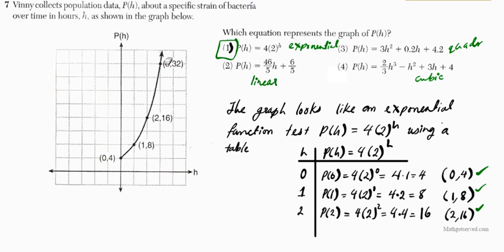So the way to determine for sure that our answer is option 1 is to test the input values 0, 1, 2, and 3. I tested 0, 1, and 2, and I got 4, 8, 16, which matches perfectly with the y coordinate values for this exponential function. So we know for a certainty that our answer is option number 1.